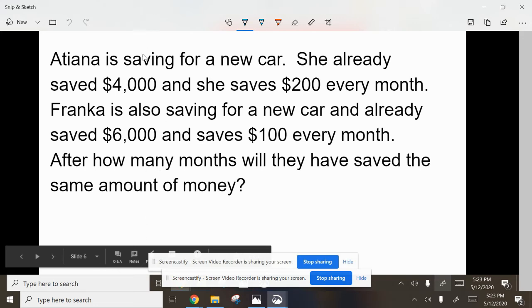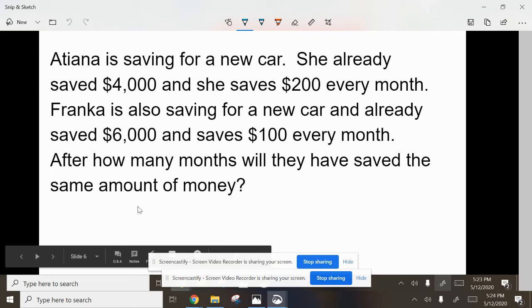Atiana is saving for a new car. She already saved $4,000 and she saves $200 every month. Franca is also saving for a new car and already saved $6,000 and saves $100 every month. After how many months will they have saved the same amount of money? And this is a perfect system of equations that you have to solve, just like what we've been doing.